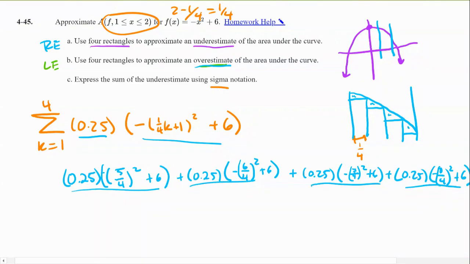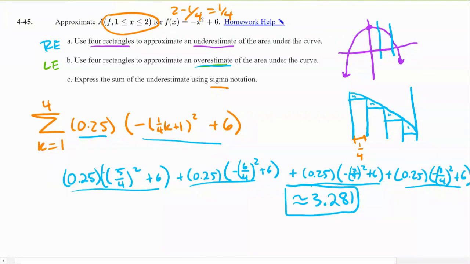I'm doing 4 rectangles. So once I go through and I add all those together, I get an answer of about 3.281 is what I will call it. Again, depends on how you round sometimes, but 3.281, I'm going to call that a good approximate there for the right endpoint.